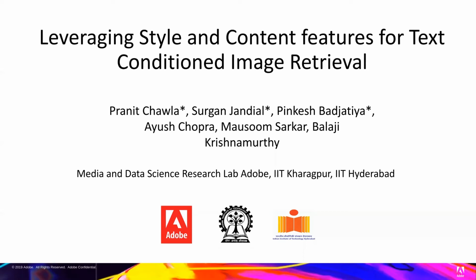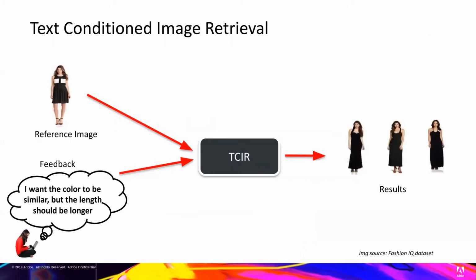Leveraging Style and Content Features for Text Conditioned Image Retrieval. In this work, we look into the problem of text conditioned image retrieval, in which, given a reference image and some feedback text, our goal is to build a system which can retrieve images from a predefined gallery, and these images modify the reference image according to the feedback text that has been provided, and it also maintains the properties of the original image. This can be seen in our example, as the retrieved images are longer in length but maintain similar color.